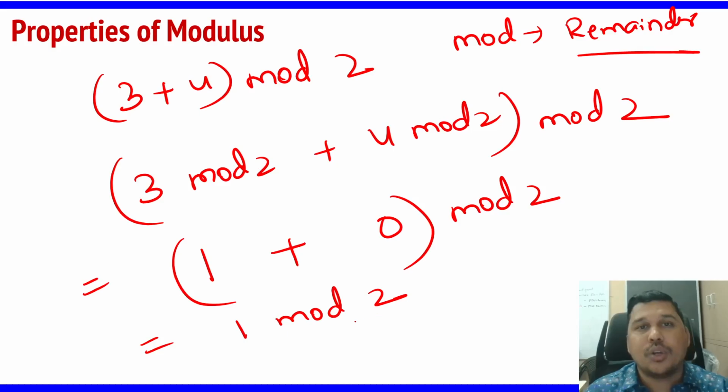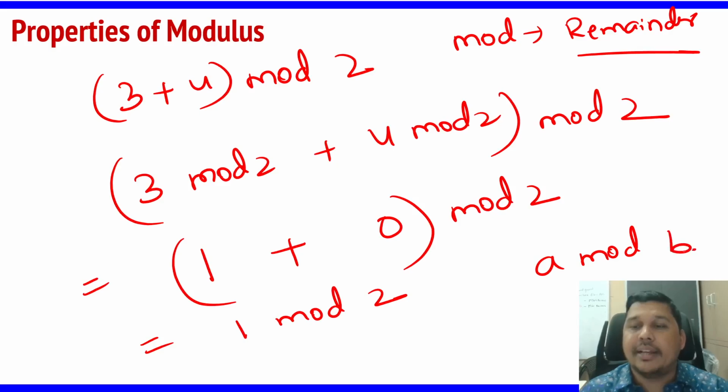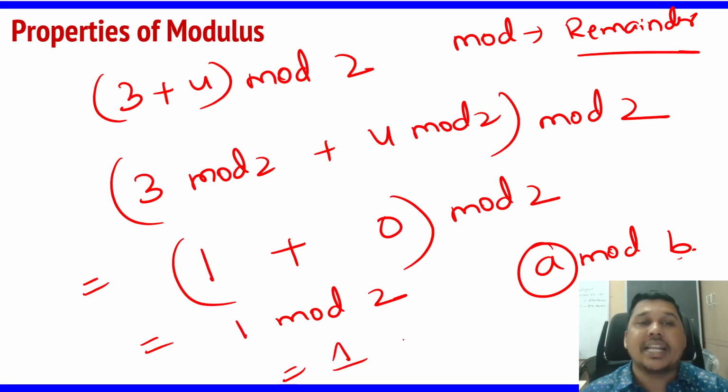What is 1 mod 2 value? Whenever it is like A mod B, if A is small and B is large, you write A as the answer. So 1 is the answer here. So this way it is expanded. Maybe for small numbers it looks easy, but when we have big numbers, you need to apply these principles there, right?